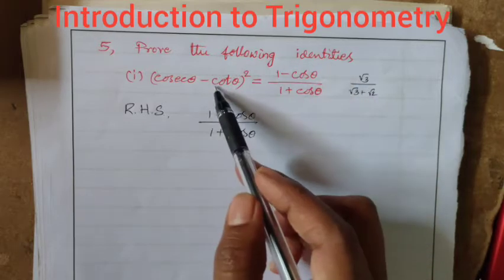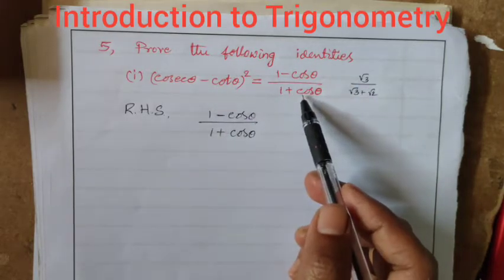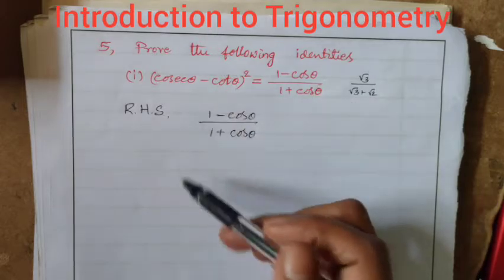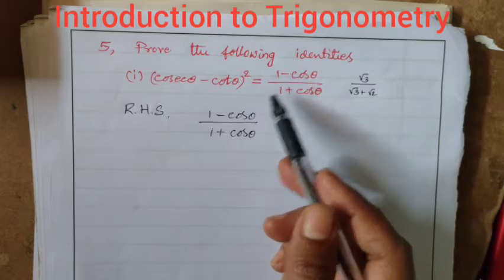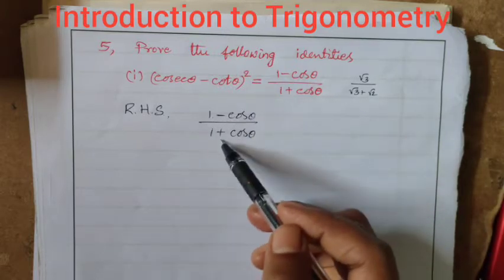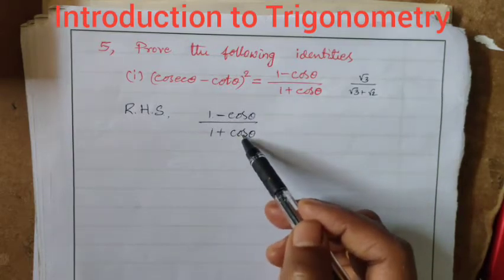You can take LHS and prove the RHS, or otherwise you can take RHS and prove the LHS. Okay. So here I select RHS. What is RHS? 1 minus cos theta divided by 1 plus cos theta.